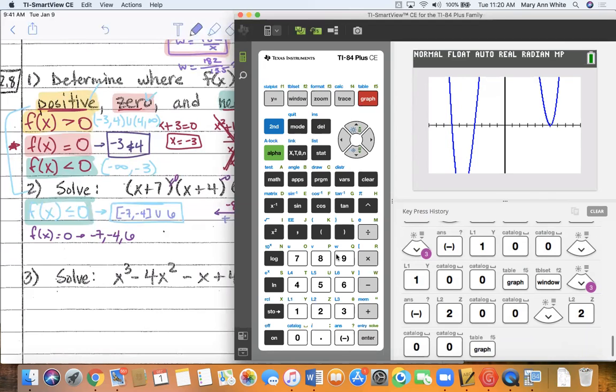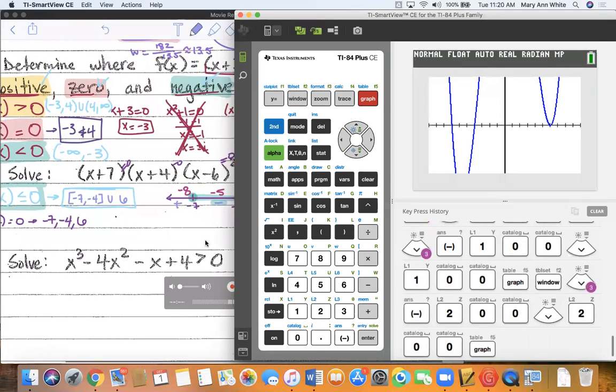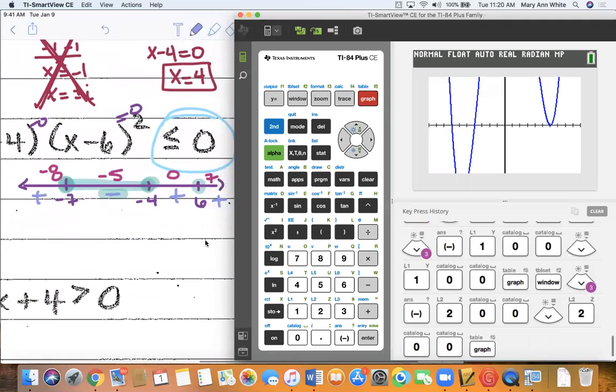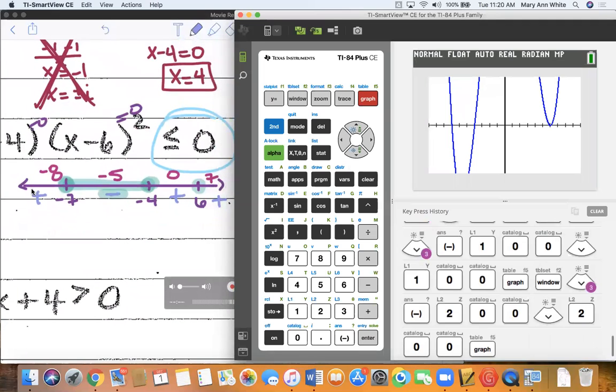This is good enough. What we see, if we look at our sign chart, I'll move it over so you can see our number line again. What our number line is proving to us is I have a positive from -infinity to -7. The positive means that I'm above the x-axis. So do you see how my line before -7 is above the x-axis?